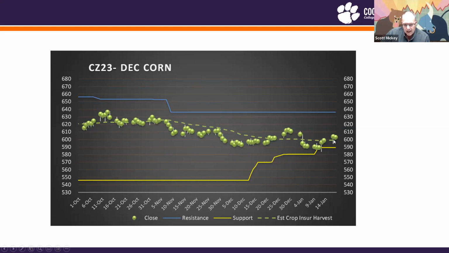Since then, we've bumped back up, but we're trading in this band between 590 and about 610 over the last couple of weeks. And I just have concerns long-term about being able to bump up much higher than that. So as I look at corn, I think you have pricing opportunities today, and it's something to keep in mind as you move through the marketing year.